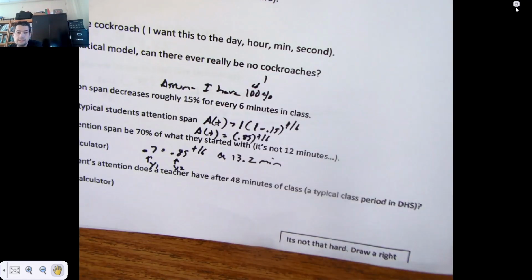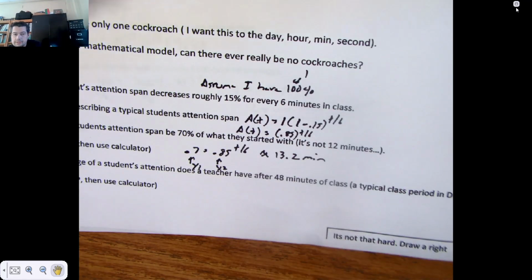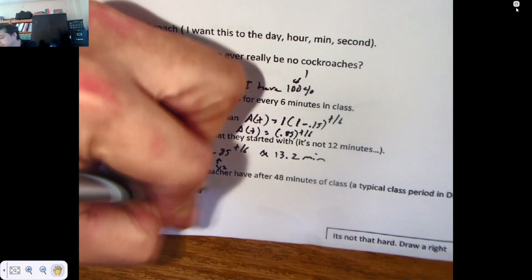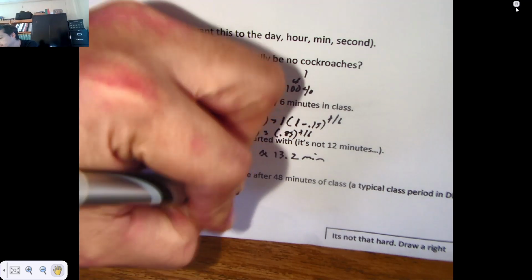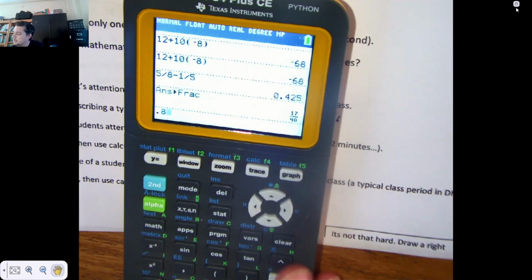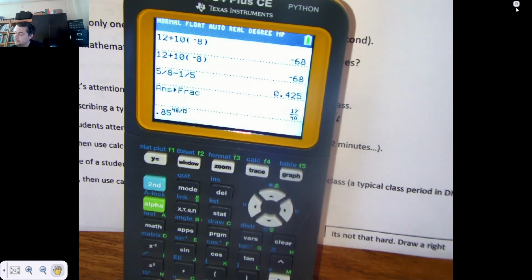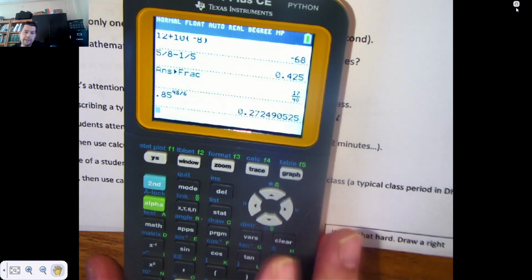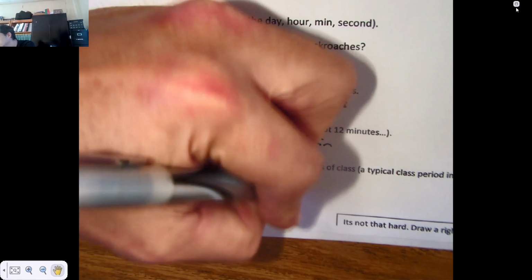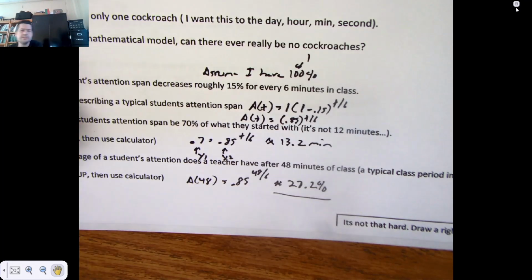What percentage of a student's attention do I have after 48 minutes? Because that's our typical thing. Well, the amount in 48 minutes is just going to be when I plug in a 48 right there. And if you don't know what 48 over 6 is, it's 8, but whatever. Not a big deal. It is a big deal, but you can still push buttons, right? Looks like I got about 27.2% of their attention span. Seems reasonable. I got a hunch it's quite a bit less than that.